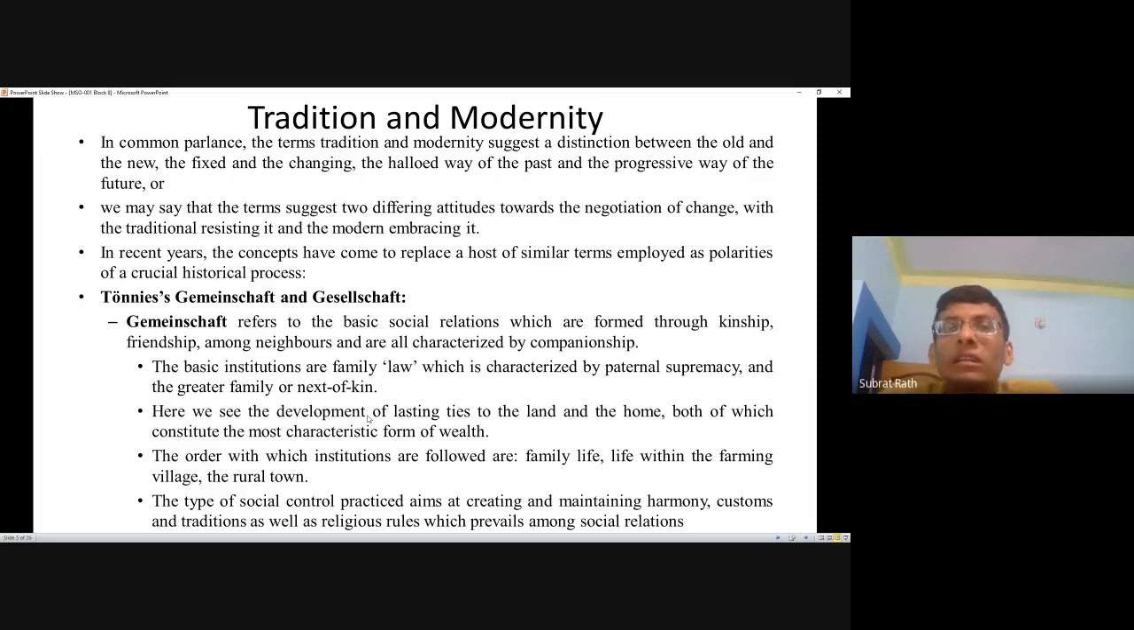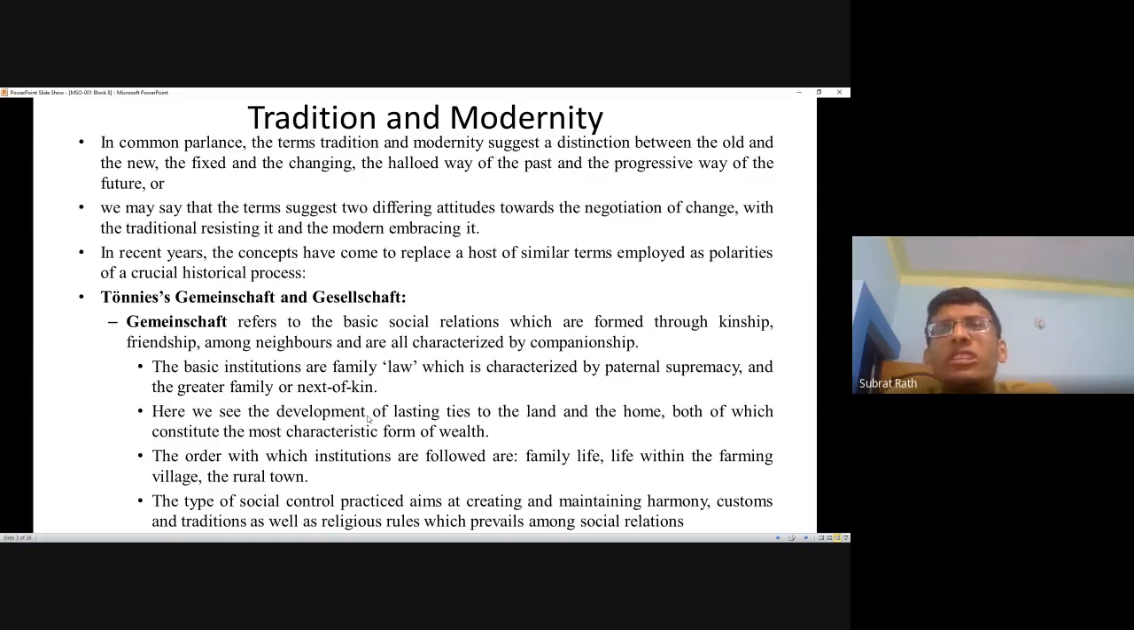The order with which institutions are followed are family-like. That means when we talk about family life, we talk about the family system, our marriage, our ritual practices, or passage of life. Then life within the framing of the village, how I reside in a village. So it refers to the rural aspects of our life. So Gemeinschaft is known as community or samudaya.